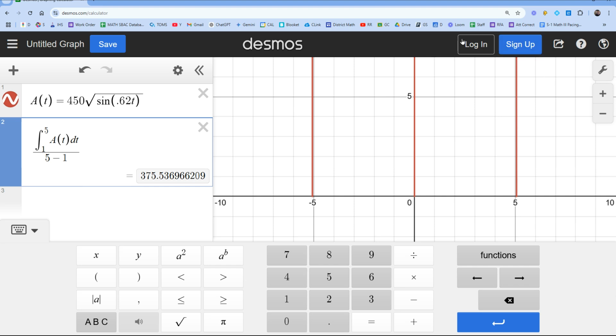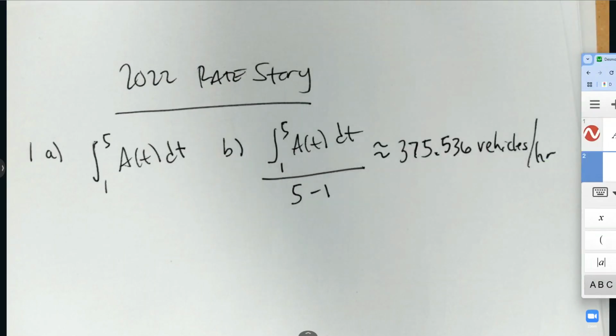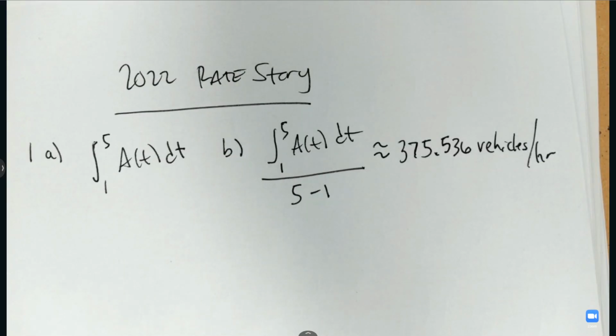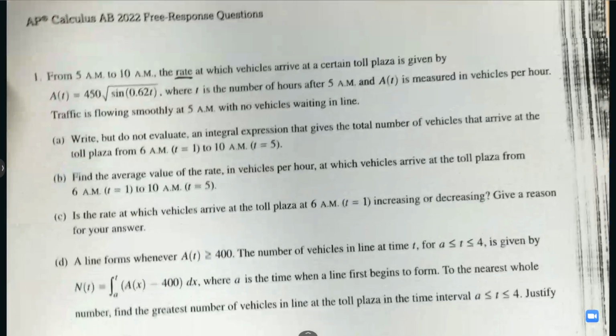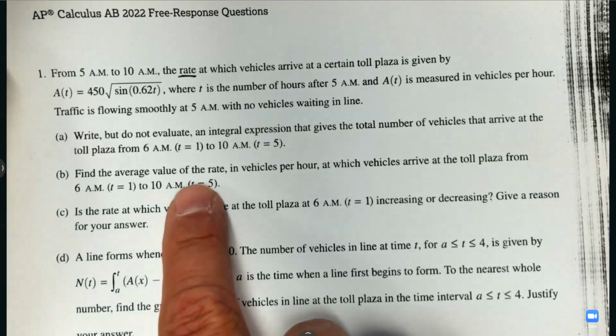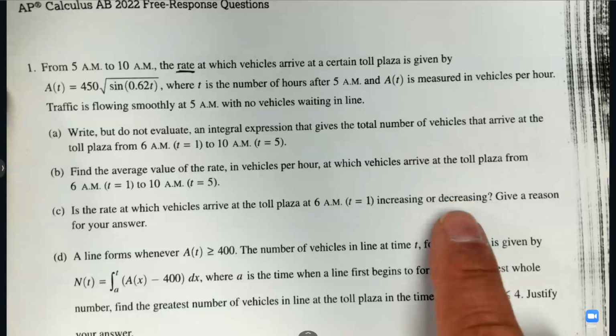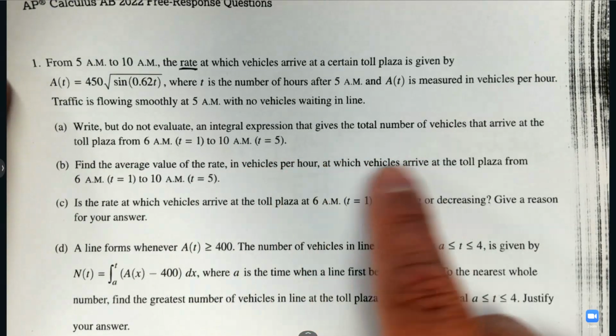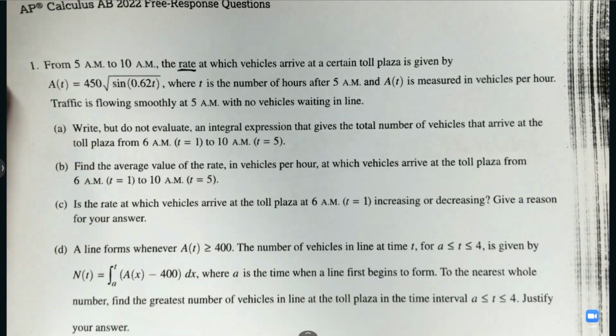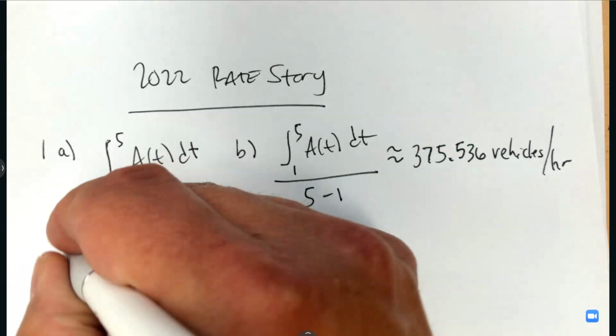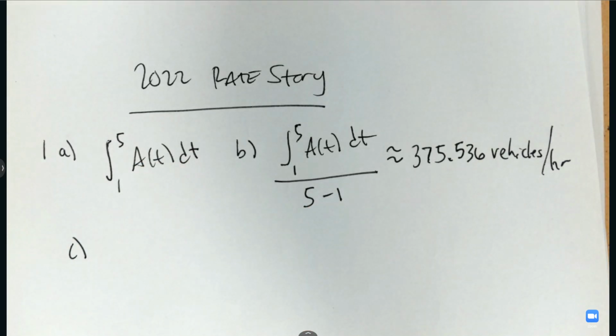And then I got to double check to make sure that the question didn't ask to explain something. So I did the work to find the average value. Does it say to explain or give a reason? And I don't see that, so part B is done. Part C. Press pause if it's going too fast.